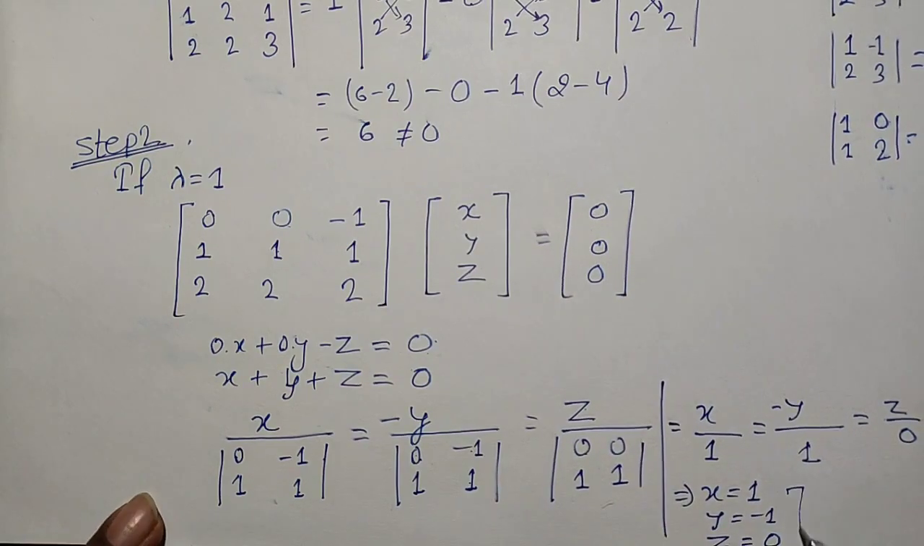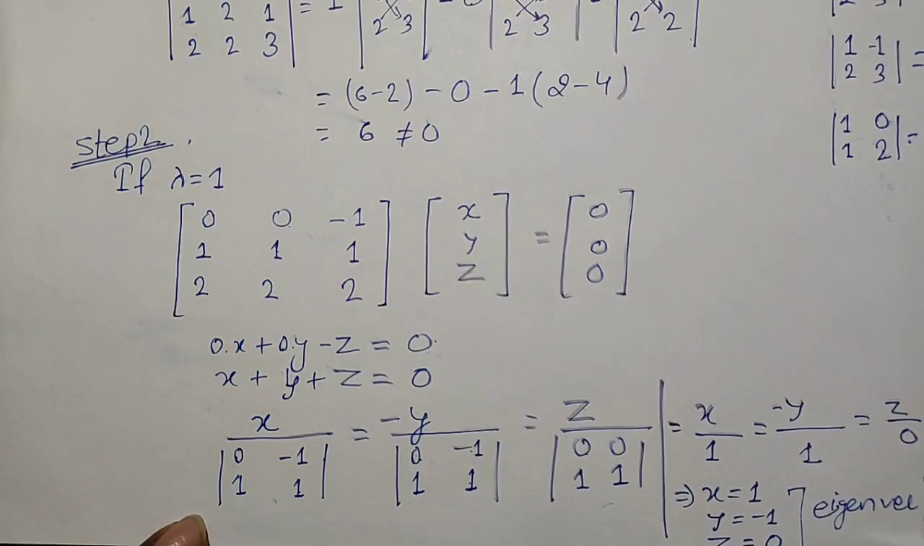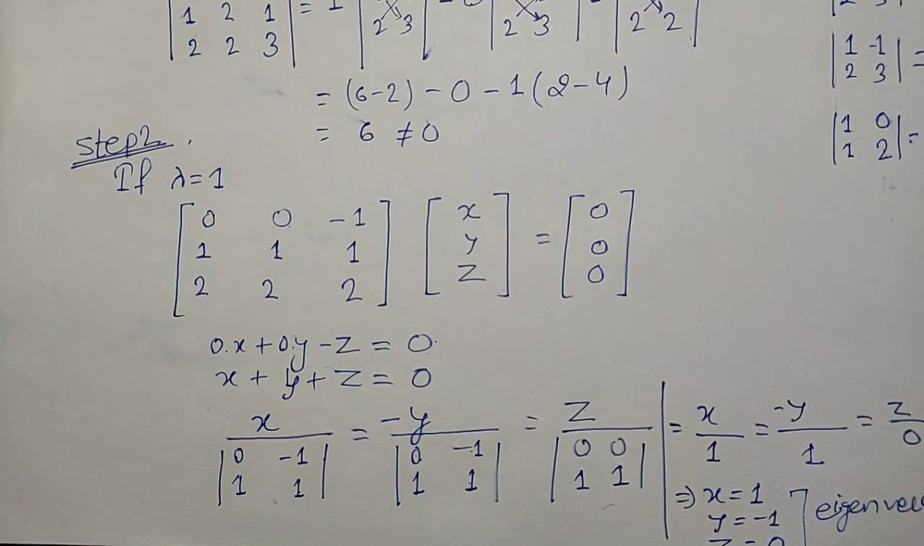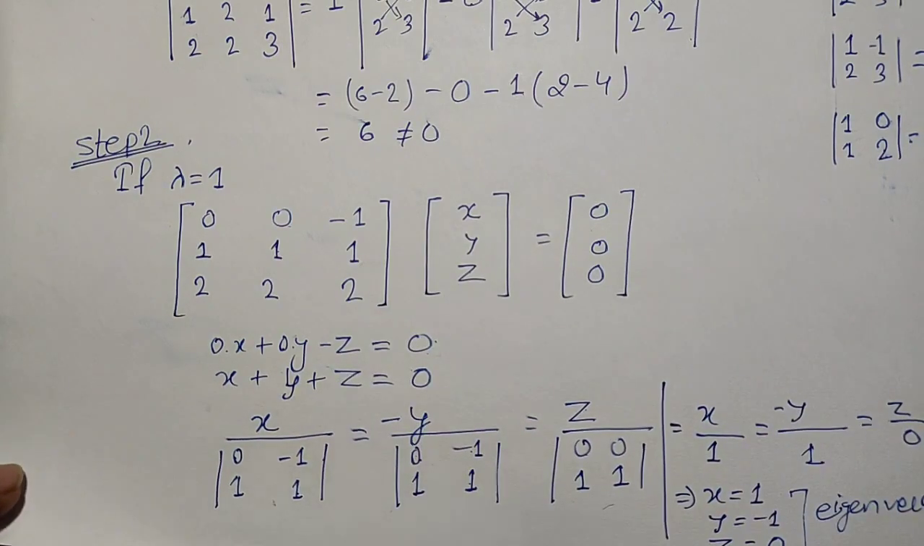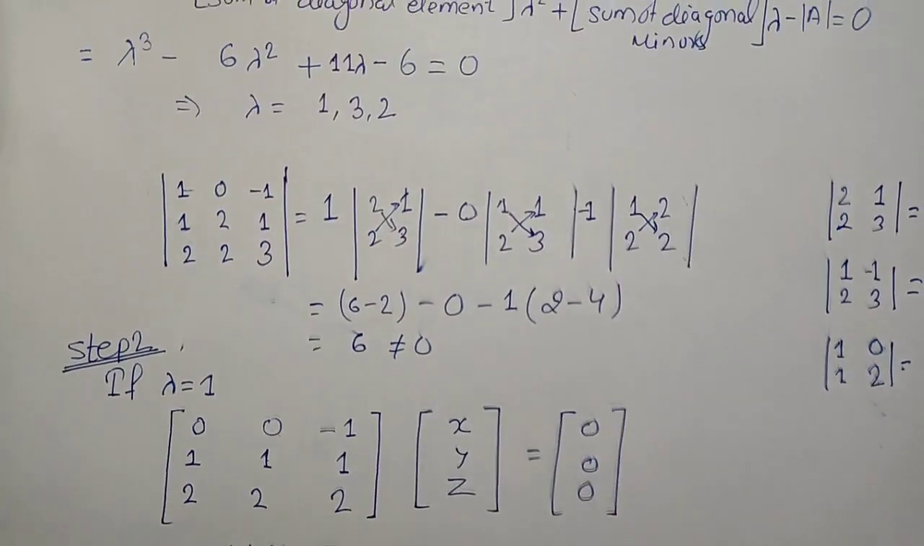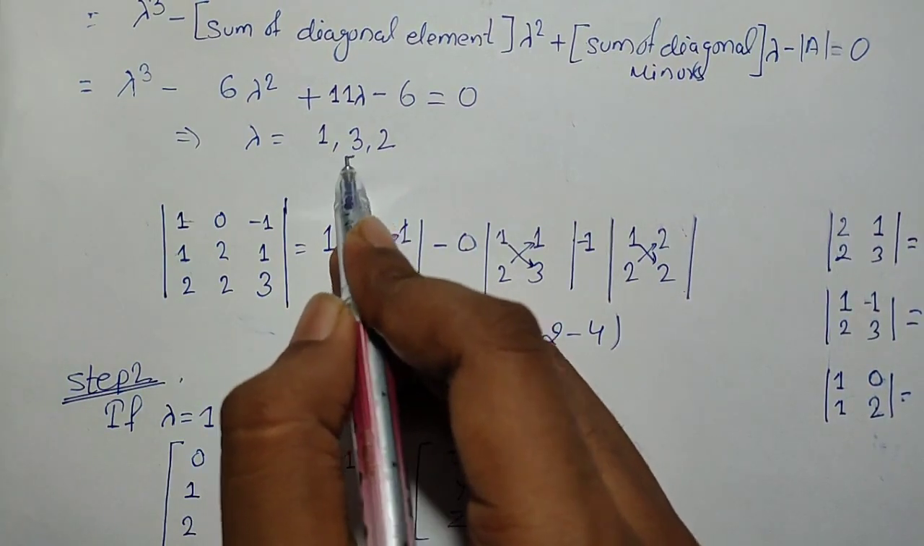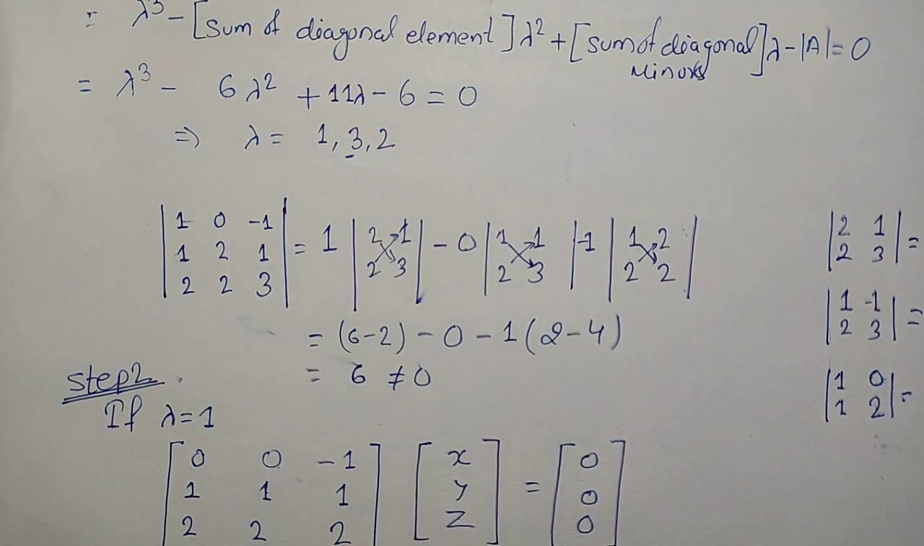These are our first eigenvector. Okay, now guys, we will be following similar steps to calculate the values of the eigenvectors, and this time we will take lambda equals 3. So let us see what result we will get.